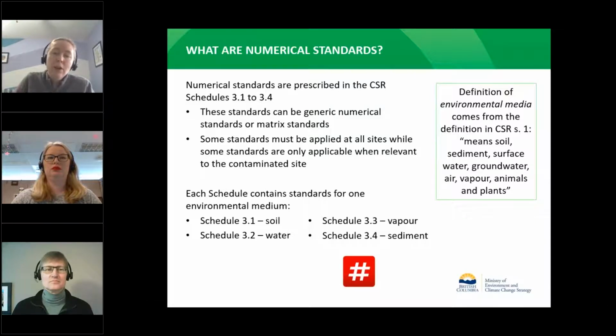Each schedule in the CSR is relevant to one environmental medium. Schedule 3.1 contains soil standards. 3.2 contains water standards. 3.3 contains vapor standards, and Schedule 3.4 contains sediment standards. These are the environmental media regulated at contaminated sites, and note that water standards apply to both surface water and groundwater, as described in the Water Schedule 3.2.